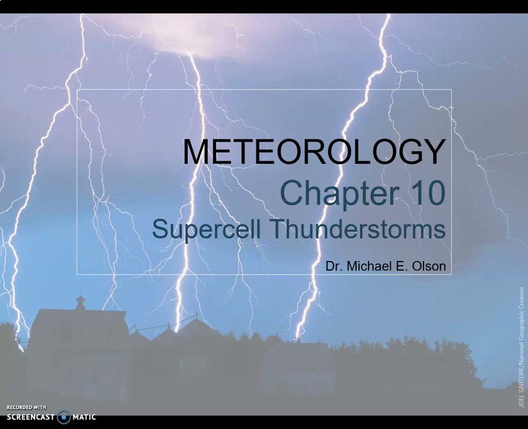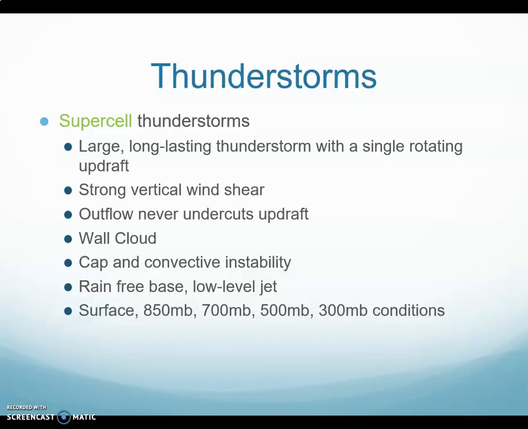Let's turn our attention now to supercell thunderstorms. A supercell thunderstorm is different from a multicell or an ordinary cell thunderstorm in that this is a very large, long-lasting thunderstorm with a single rotating updraft. The rotation is one of the differences here. Multicell and ordinary cell thunderstorms do not have a rotating updraft, but a supercell does, and that's one of the reasons why the supercell thunderstorm is so long-lasting.